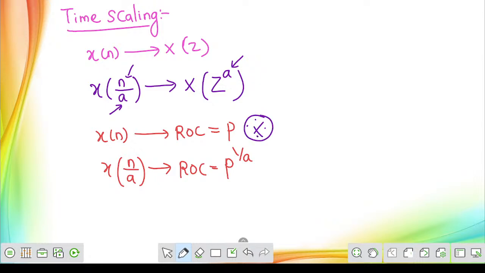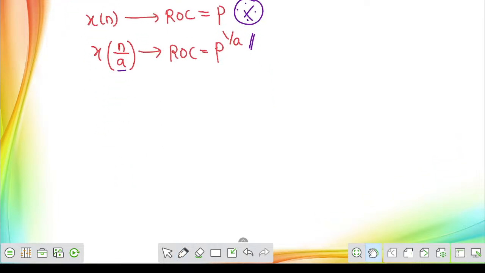So what are we concluding, sir? If I have a signal x of n and its region of convergence is defined as P, and I have another signal that has been scaled by a version of 1 by a, then its region of convergence also will be scaled by a factor of 1 by a. That is all you have to remember whenever we think about the scaling property. Of course, a little bit important property only. The next most important one is the time reversal property.